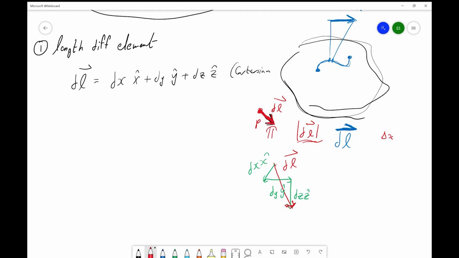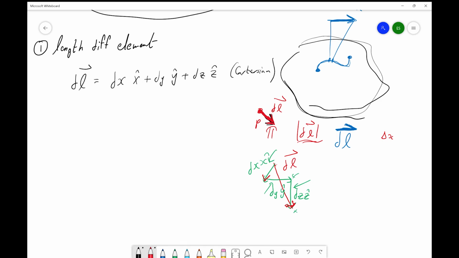Right? I mean, that's intuitive. This is from vector algebra. You know, this plus this plus this gives me, right? They're all connected, head to tail, head to tail, head to tail. Right? Those three vectors add up to give me the resultant dl vector. Okay, so this is in Cartesian.